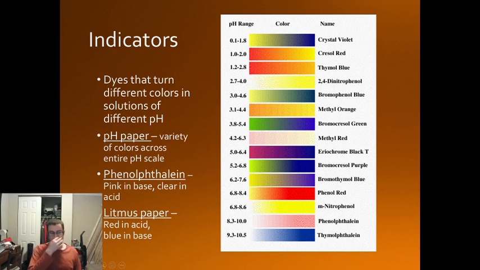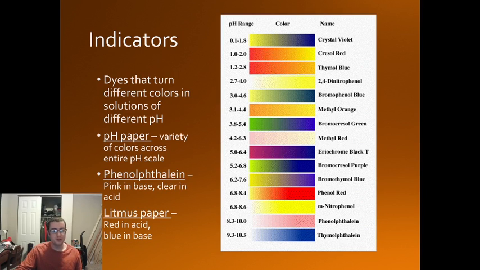All right, last bit. So indicators. Indicators are going to be a certain dye that turn different colors in solutions that have different pHs. And so there's a whole bunch of indicators. Just so you can kind of see over here, there's a whole bunch of them. The only 3 we care about, though, are going to be pH paper, phenolphthalein, that's how you pronounce that, and litmus paper. So pH paper is a variety of colors across the entire pH scale.